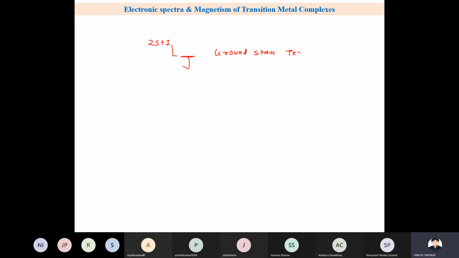Now L is the total quantum number. L is equal to the angular momentum quantum number. L is nothing but the angular momentum quantum number, or you can say it's the total angular momentum quantum number.